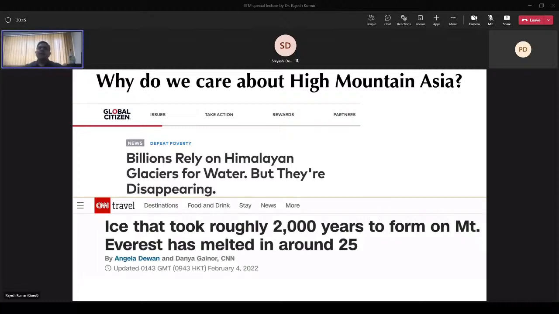There was another article in CNN that said ice took roughly 2,000 years to form on Mount Everest, but it has melted in around 25 years because of climate change.